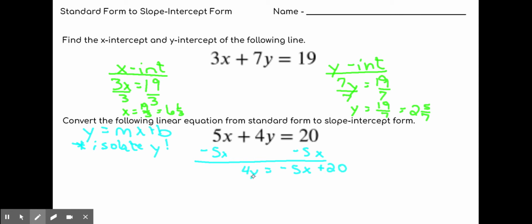Okay, now this is 4 times y, so my inverse operation is division. So I'm going to divide this by 4, and I also have to divide everything on the other side by 4. So divide every single term by 4. So that those 4's cancel, and I get y equals, this is negative 5 over 4, so it's negative 5/4 x. And then 20 over 4, this is plus 5. Okay, so this is slope-intercept form. I now know the slope. I know the y-intercept. I could graph this if I wanted to from slope-intercept form.